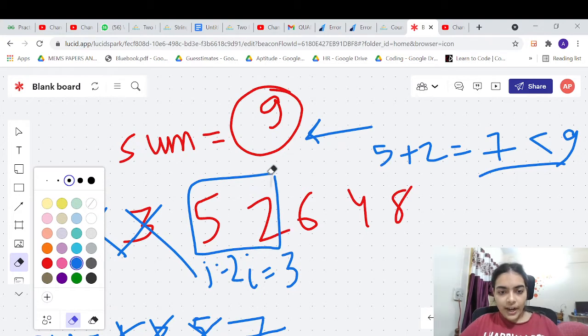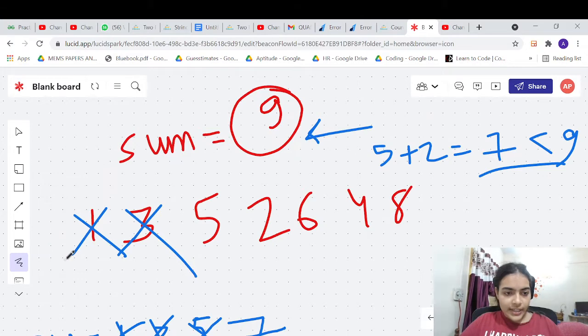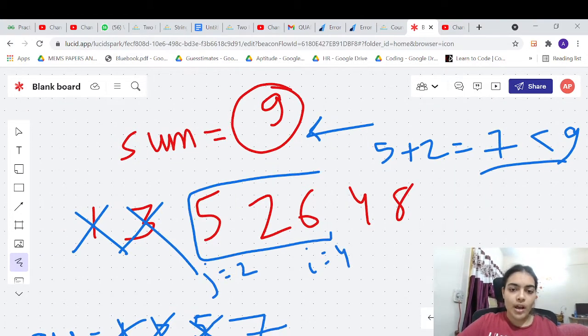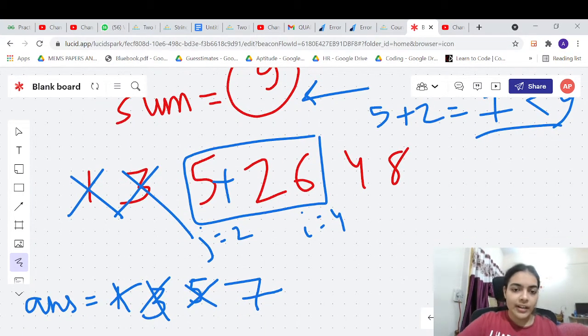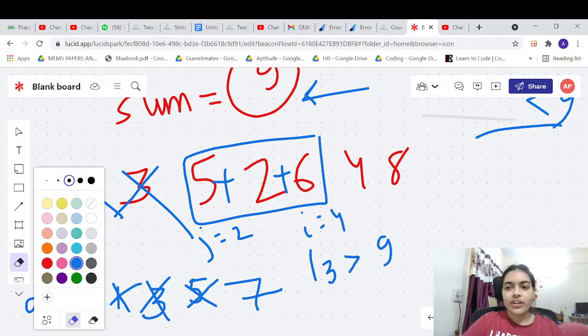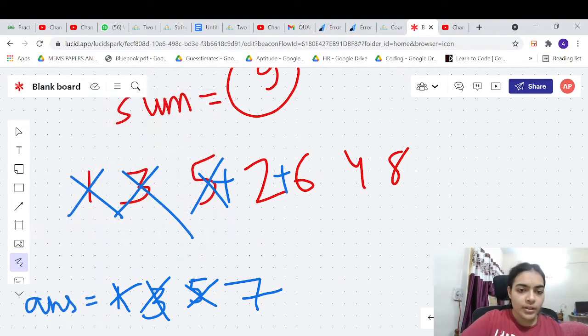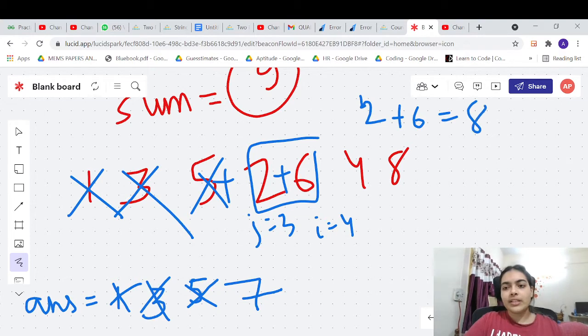Okay. Now let's try to go forward. So in this case, what is your j? Your j is 2 and your I is 4, right? So now let us try to find the sum. 5 plus 2 is 7, 7 plus 6 is 13, right? So 13 is greater than 9. You are again crossing the threshold, right? So once you cross the threshold, you know you have to just remove elements. So you'll remove this element and you will try to move forward. So in this case, j is equal to 3 and I is equal to 4. Now 2 plus 6 is equal to 8, right? 2 plus 6 is equal to 8.